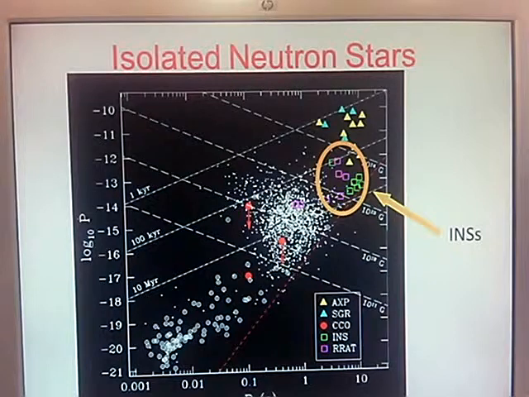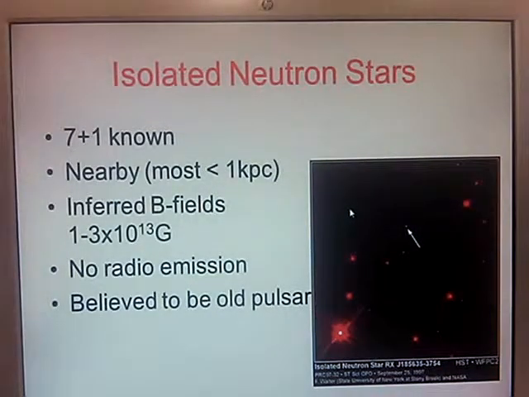Along with those groups, or near them, are the INS group, which are the isolated neutron stars. So what are these guys? There are 8 known, meaning 7 confirmed and probably 1 more. They are all fairly nearby, less than 1 kiloparsec away. Their magnetic fields are again in this intermediate range, 10 to the 13th Gauss. And the weird thing about them is that they have absolutely no radio emission, unlike those sporadic radio pulses from the rotating radio transients.